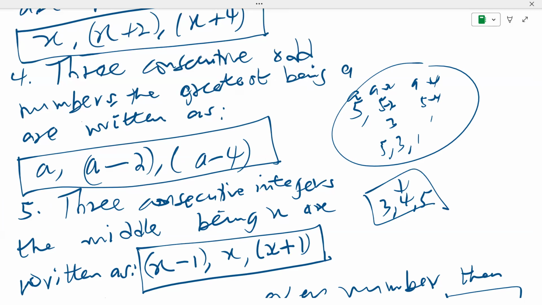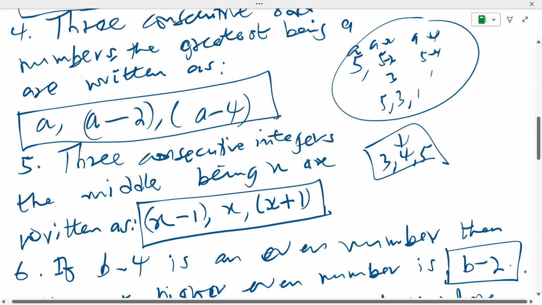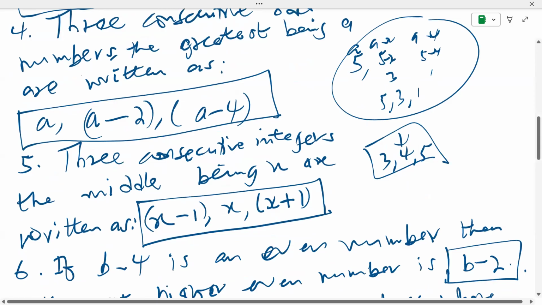3 consecutive integers, the middle being x, are written as... So 3 consecutive integers, we have the middle being x. And since we are interested in consecutive numbers, let 4 be our middle number.